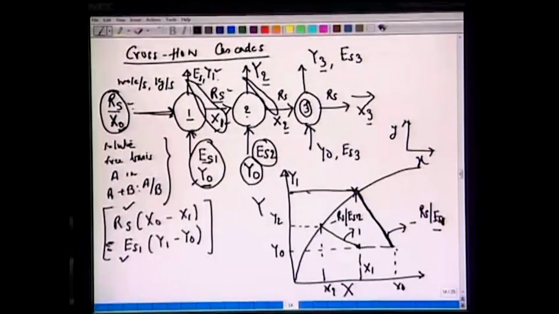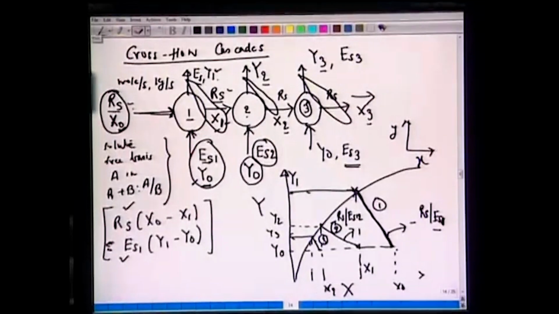All right. And similarly, for the third stage, it has the same composition y0, again with the flow rate being different. At ES3, we have a different slope here going all the way till y3, signifying that the two leaving streams are again in equilibrium. So, we have y3 and x3 marked on this equilibrium curve here. So, we have stage 1, stage 2, stage 3. Starting from x0, we have brought down the composition till x3.